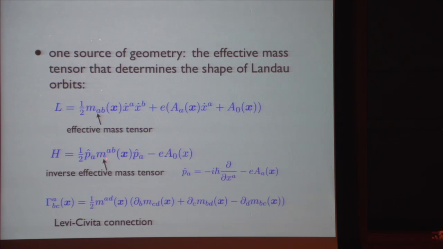The Hamiltonian just has the mass tensor, which is spatially dependent, sandwiched between the momentum operators, which really just reconstructs the Laplace-Beltrami operator and the Lévy-Civita connection. Instead of putting GAB, I've put the mass tensor in here. And MAB with upper indices is the inverse of the mass tensor.